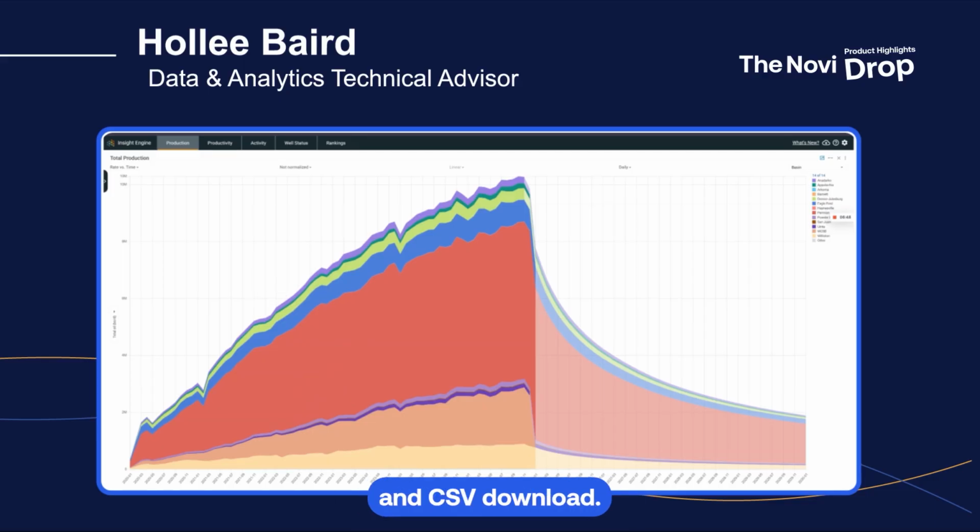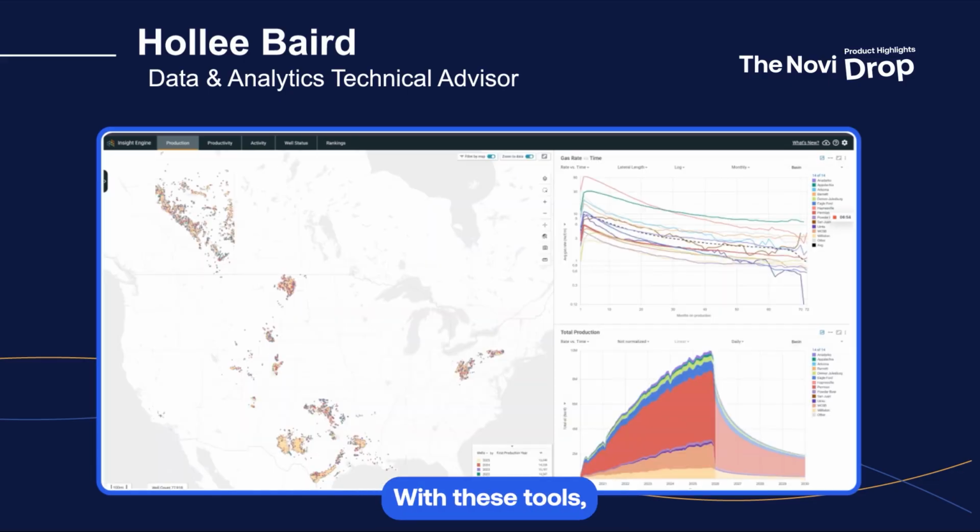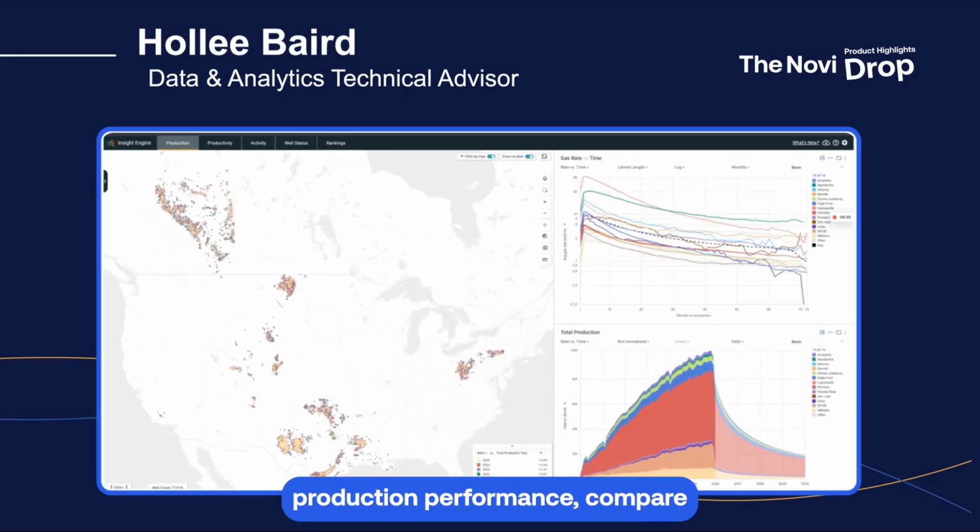And that's a quick tour of the production tab in Insight Engine. With these tools, you can easily explore production performance, compare well groups, and generate insights faster.